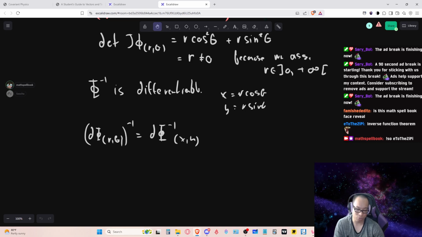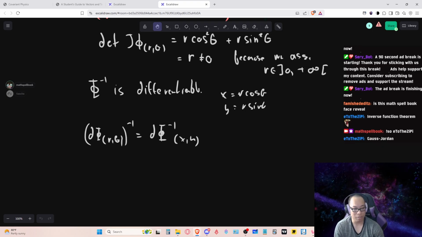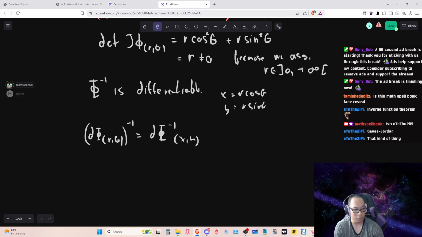It's basically where you try to turn everything into an identity matrix. What type of elimination is it? So this is like elimination with an augmented matrix. Yeah, but you can also use Cramer's rule. There are a few methods that you can use. Gauss-Jordan elimination. Yes, thank you, Zach. That kind of thing.